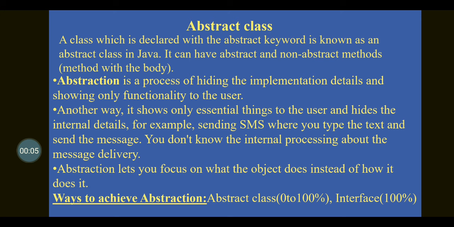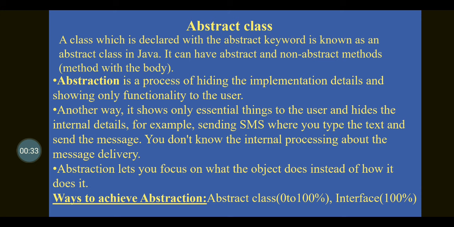Hi, today we are going to discuss the topic called abstract class. A class which is declared with the abstract keyword is known as an abstract class in Java. It can have abstract and non-abstract methods also. A class which contains the keyword abstract is called an abstract class.